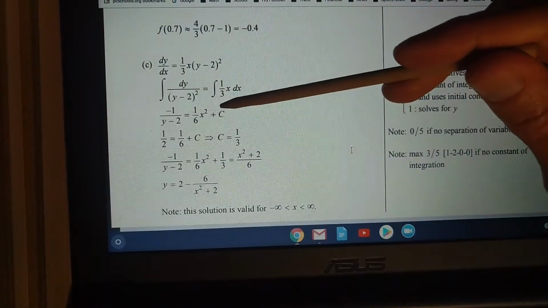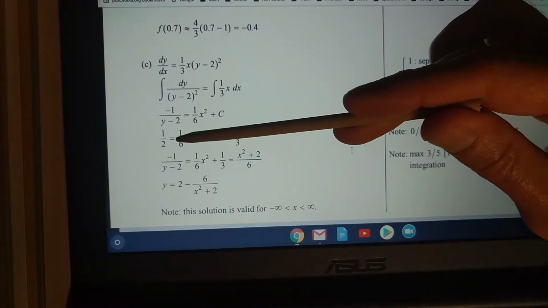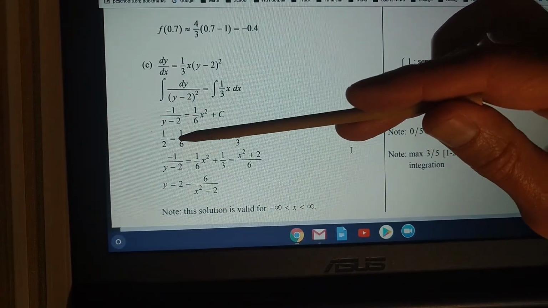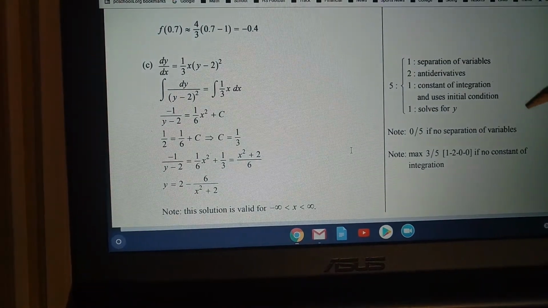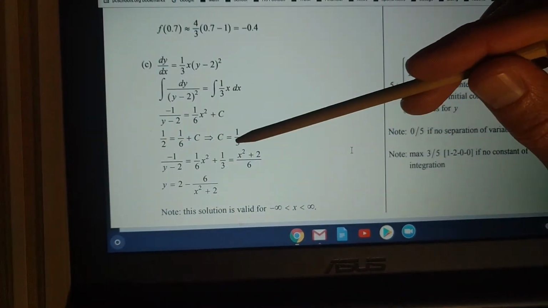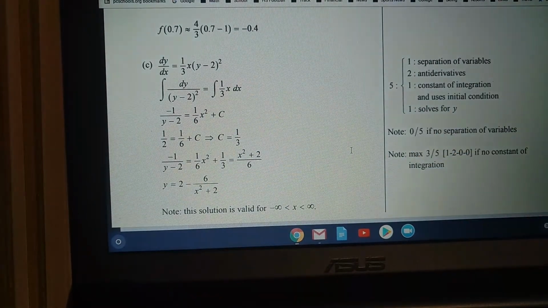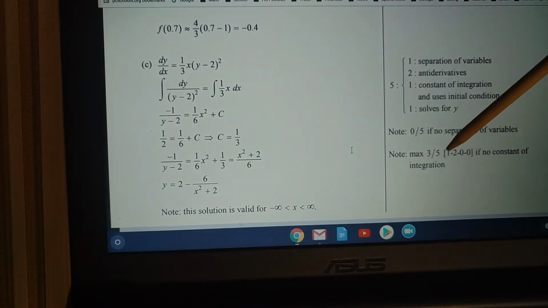Not just putting plus c gets us the point, we actually have to substitute in correct values here for y and for x, and then go ahead and solve for c. And then after we get the correct c of 1/3, we must then express it in terms of y. That gets us our 5th point. Notice, as usual, no separation, no points at all. If you don't find the correct plus c, 3 out of 5 is the most you can get.